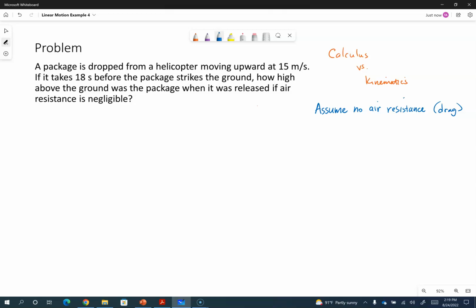So again, terrible assumption. But the reason why we assume this is because we need at least differential equations to be able to solve, and that's not a mathematical prerequisite. So we're starting ideally, simply, in that situation. The only thing affecting the package once it leaves the helicopter is gravity.